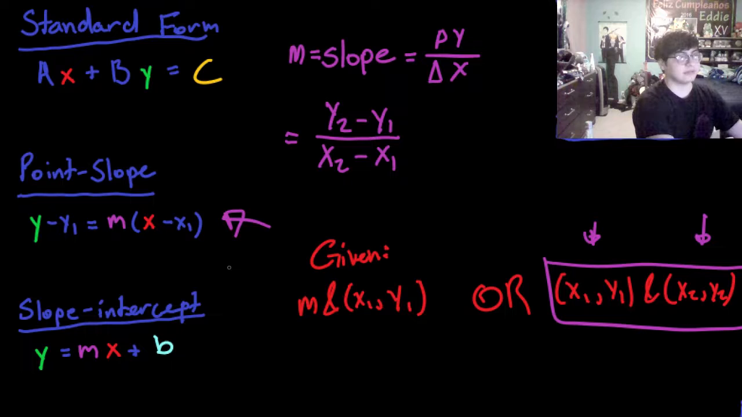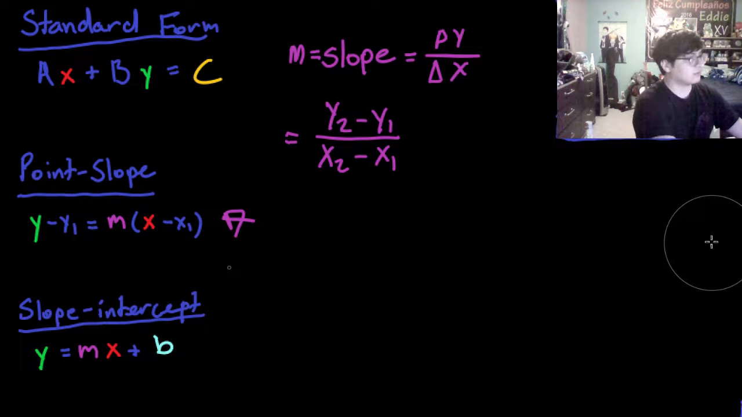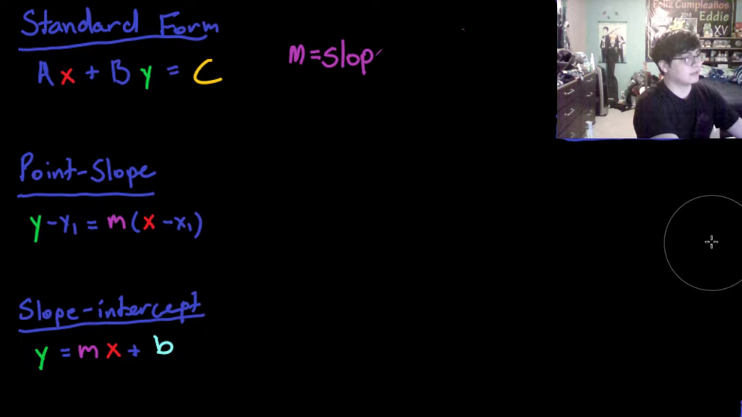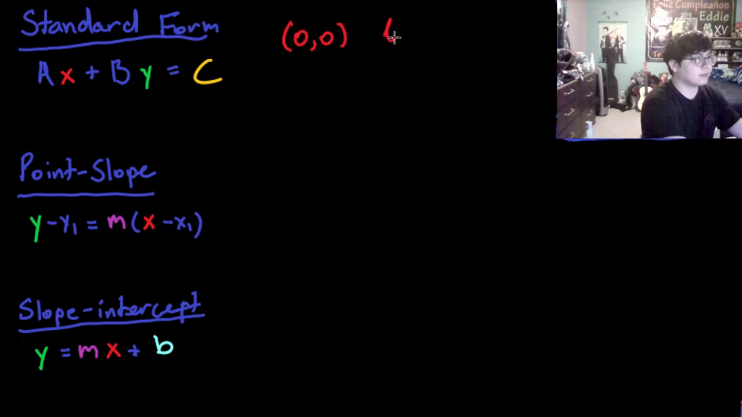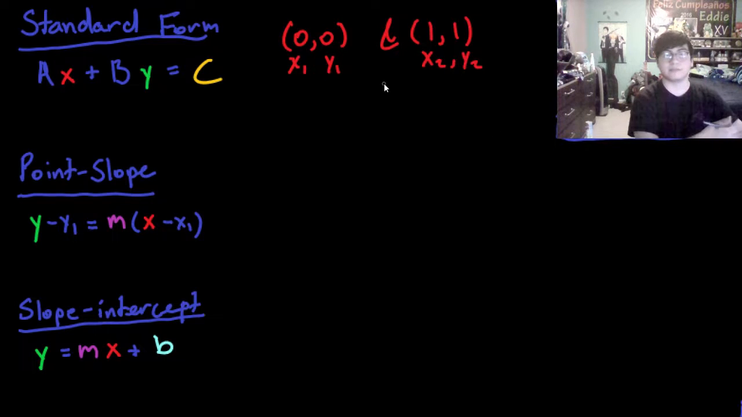So let us get to reviewing. Let's get some examples out of the way. We're going to start off with something a little bit simple. So just to go over, let us start off with just having two points of (0, 0) and (1, 1). Let's just say this is going to be our x1, y1, x2, y2. And let's apply the slope formula as we had just mentioned.